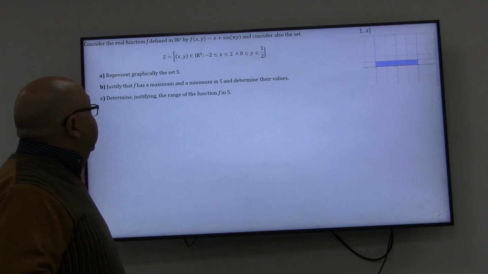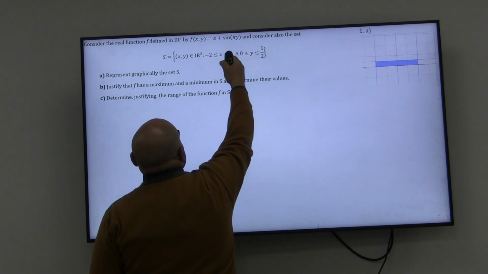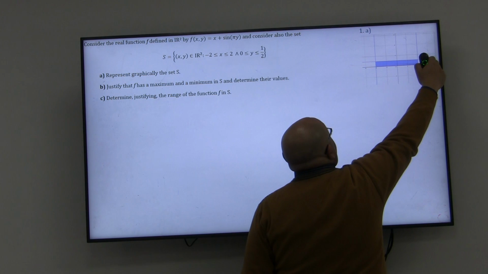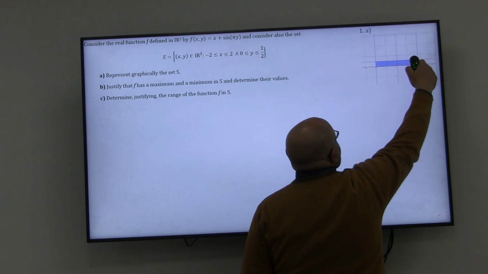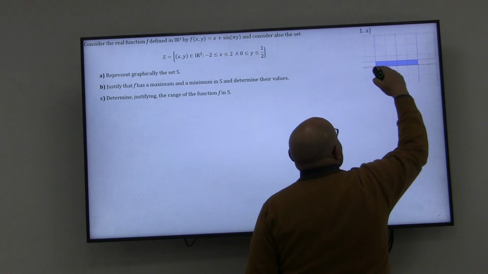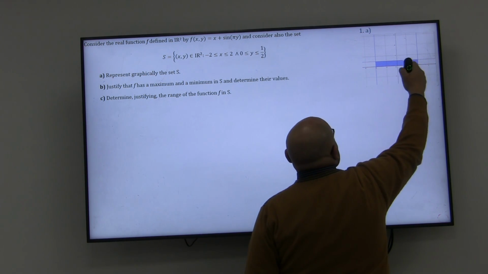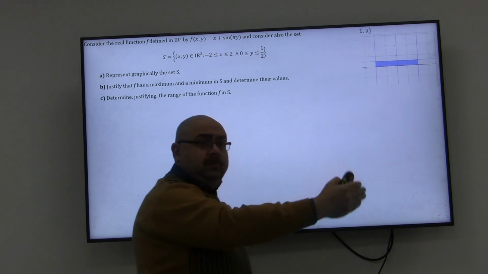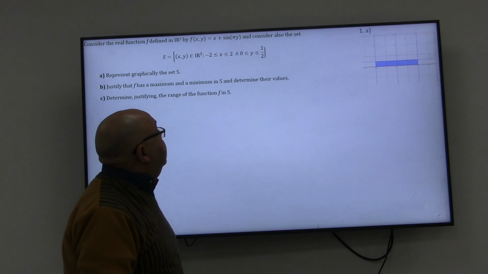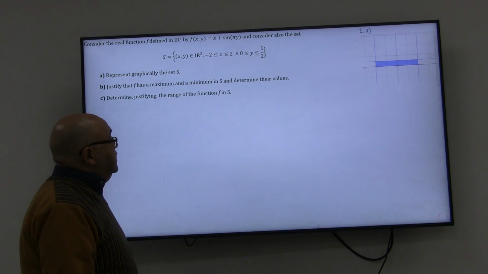Okay, so this is the set which is defined by x greater than or equal to -2 and less than or equal to +2. So this is the x-axis, that's -2, that's +2, and that's your y-axis. For y greater than 0, up to y equal to half, it is the rectangle from -2 to +2, and it has the lower bound, which is 0, and the upper bound, which is half, as you can see. You want to justify that f has a maximum and a minimum in S and determine their values.